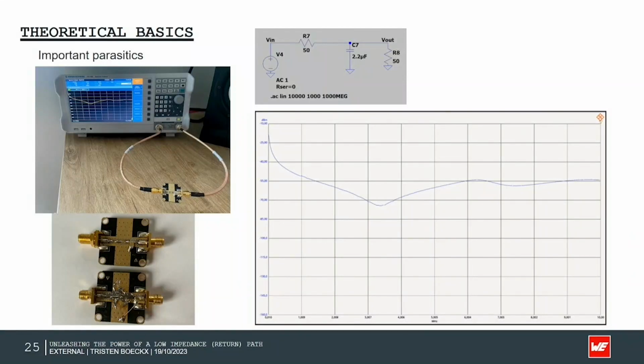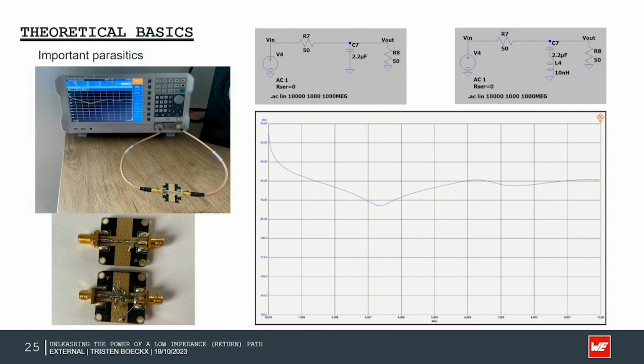To put this in practice, I made two PCBs, one with the capacitor shorted and one where a 1 centimeter wire is placed between the capacitor and the ground plane. As can be reviewed, by introducing the wire, the filter is less strong, so the conclusion of this test is: not only search for the capacitor with the lowest ESR, but also take the layout into account.